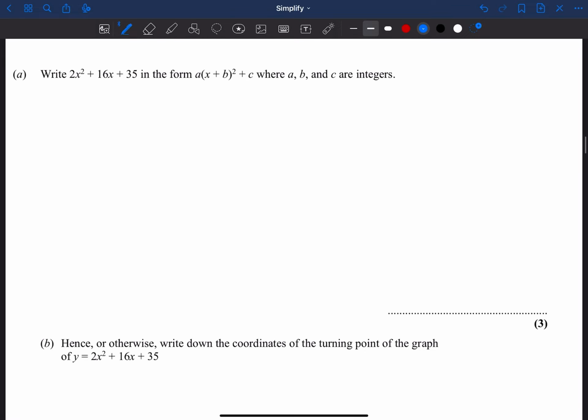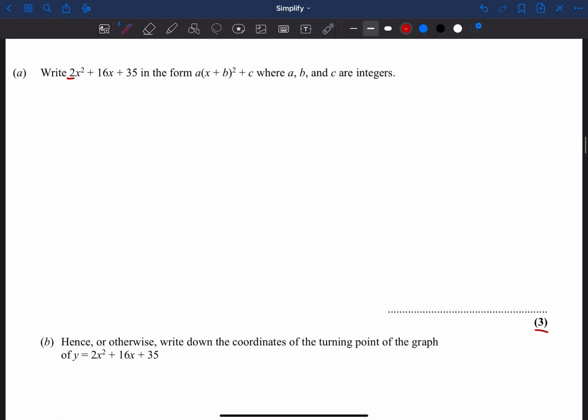We go to the next question, which is completing the square. Because the x squared has a coefficient of 2, this is a bit trickier. That's why it's offered 3 marks rather than 2 marks. Remember, you factorize the 2 outside, so you will get x squared plus 8x, if you factorize 16x. The plus 35, just leave it alone. You do not factorize it.